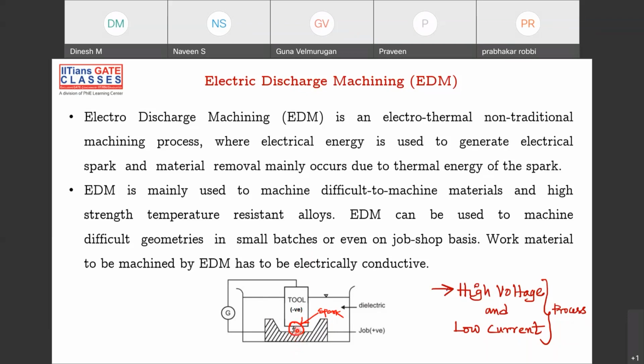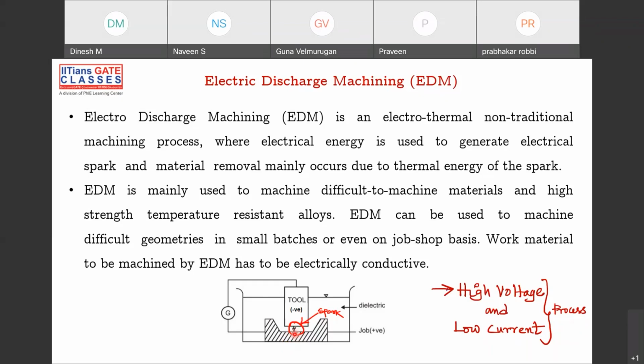Some kind of spark is generated, with a huge temperature on the order of 10,000 degrees centigrade. You are hearing right, 10,000 degrees centigrade. For that moment the spark generates so much temperature. That temperature will heat the workpiece at that spot for a very small amount of time. It heats the tool as well, obviously, but the job will have more temperature.